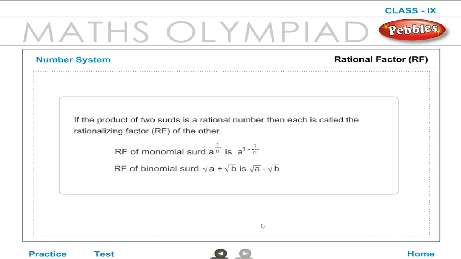Rationalizing factor, that is RF. If the product of two surds is a rational number, then each is called the rationalizing factor, that is RF, of the other. RF of the monomial surd a raised to 1 by n is a raised to 1 minus 1 by n. RF of the binomial surd root a plus root b is root a minus root b.